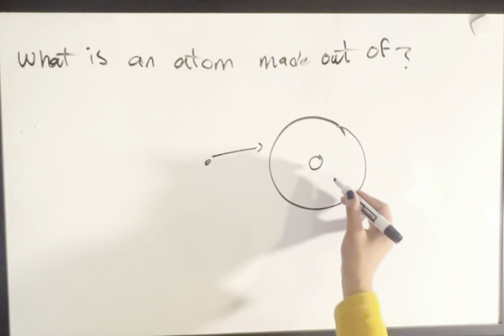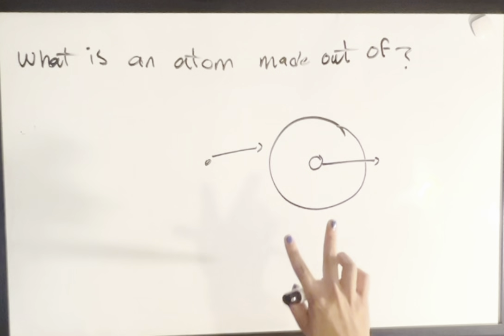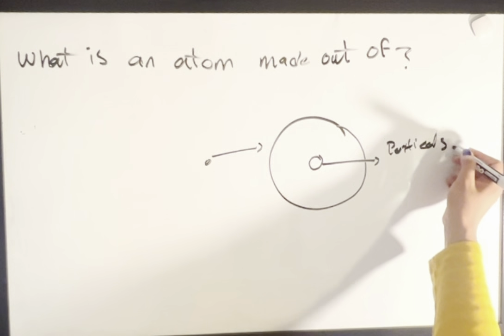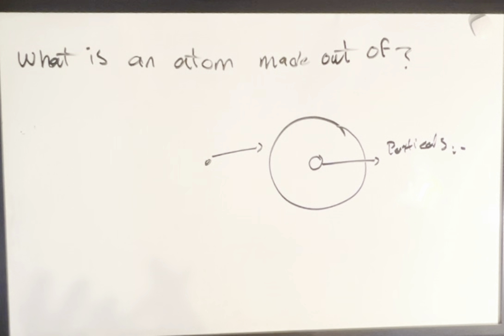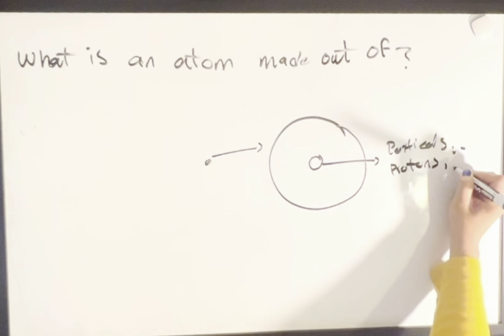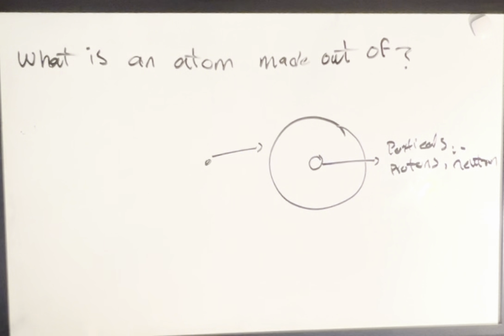I am going to start by talking about the nucleus first, because inside this nucleus we have two different particles. These two particles are protons and neutrons. As I told you before, protons are what make all of these atoms different. And neutrons are there because of the atomic mass, but we will talk about that later.